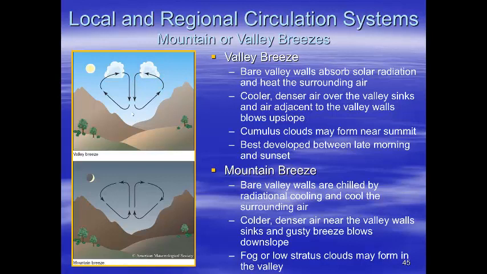At night what happens is the walls cool faster, so that means we get more dense air that runs down the mountain, and we get circulation patterns in the opposite direction. What we can see is fog or low stratus clouds may appear in the valley.